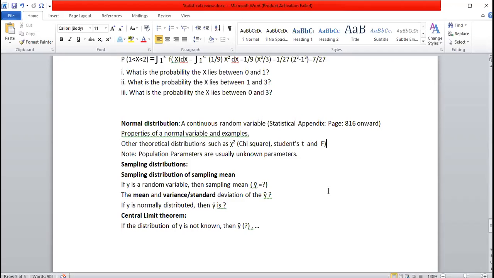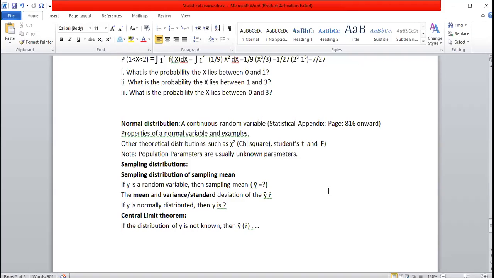Then what do you say? You want to say something about mu with the help of the sample mean y bar. That's what all statisticians are doing. They are trying to talk about mu, but they are using the sample mean, y bar or x bar. How can they do that? Is that possible?